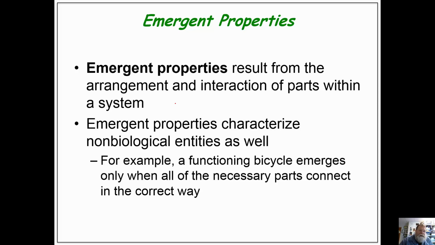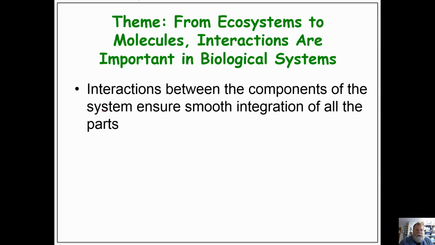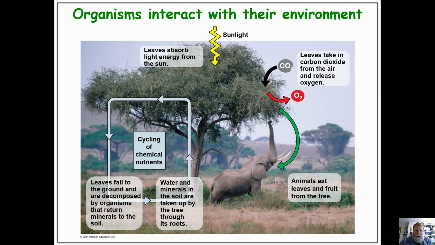One of the things that you need to be aware of is what emergent properties are. Emergent properties are those properties that result from the arrangement and interaction of parts within a system. And if you want to learn more about that, you can go ahead and talk to me about it.